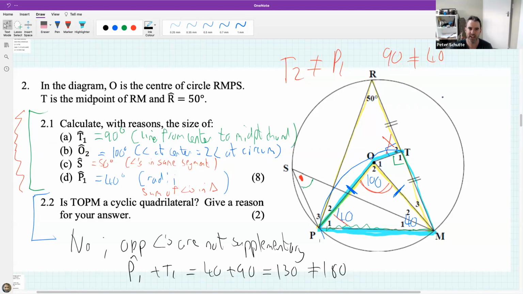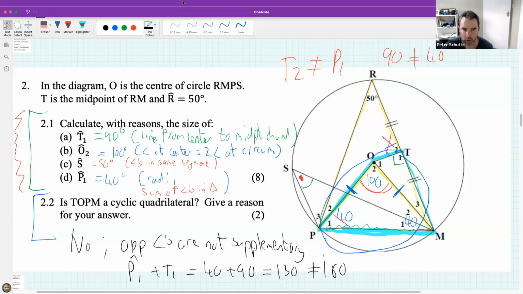We're not checking whether or not it's on the circle we've drawn. We're checking whether it's possible to draw any circle. And if it was supplementary, then we could fit a circle through those 4 points. And because we know the opposite angles are not supplementary, it's not possible to get all 4 points on a circle. So it's a little bit different to just saying, we can't draw every possible circle in the world on the drawing.